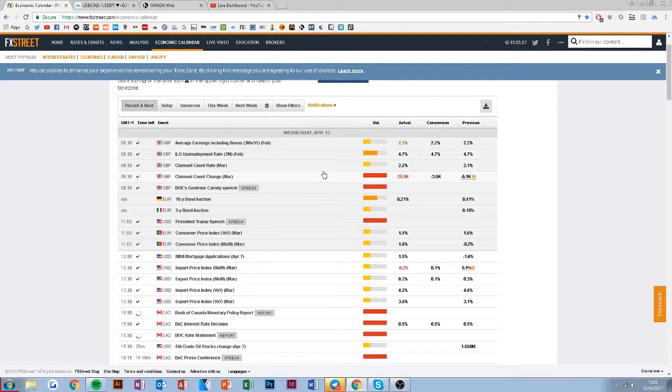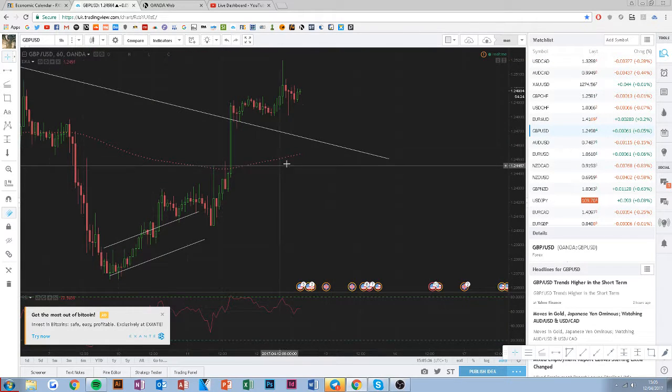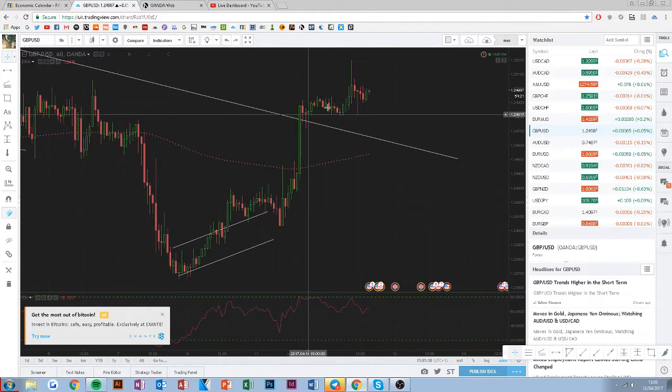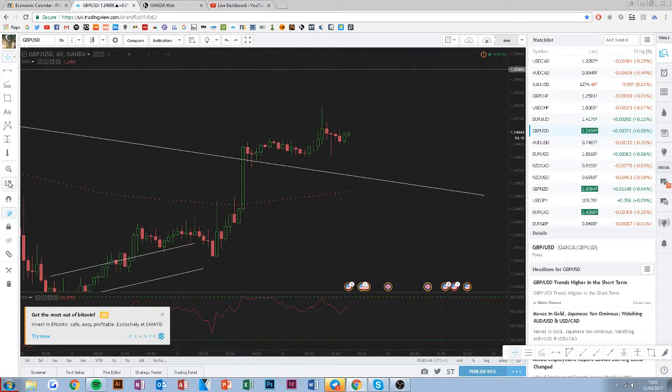Even though it does say red, high volatility, if we have a look at the Great British pound, I can't remember it moving too much. I think this was it. No, it wasn't even that. It was 9 o'clock, wasn't it? Yeah, this is it here. This little spike up. You couldn't trade that. That's only 17 pips. That wick.